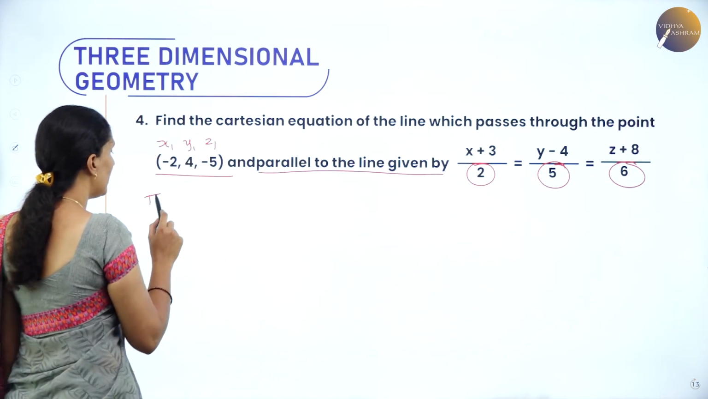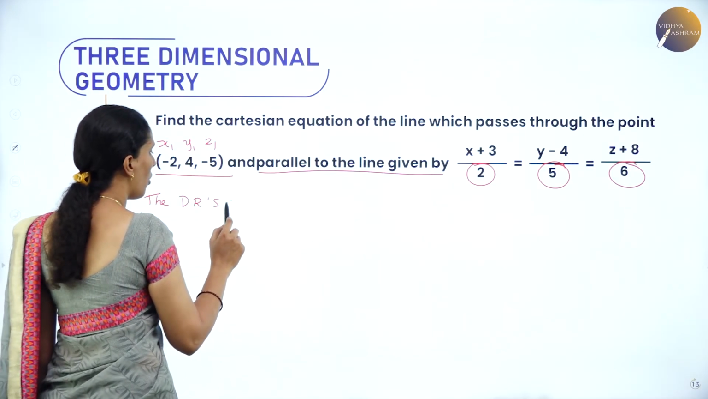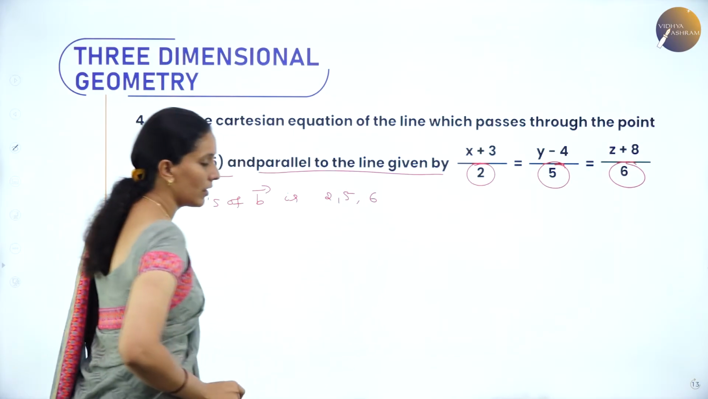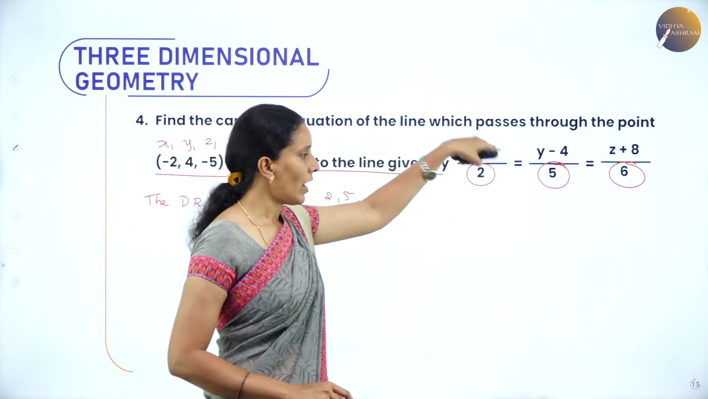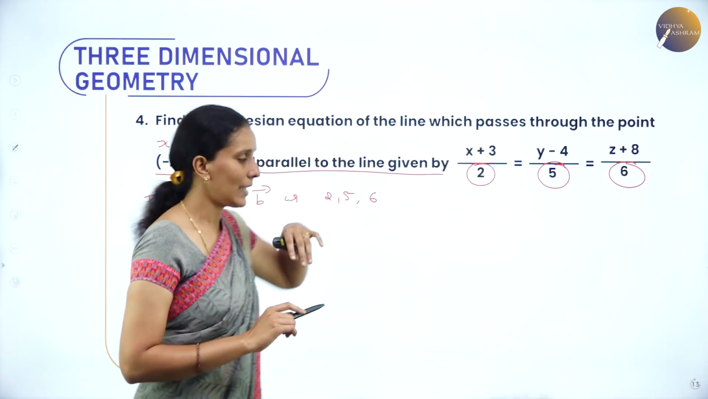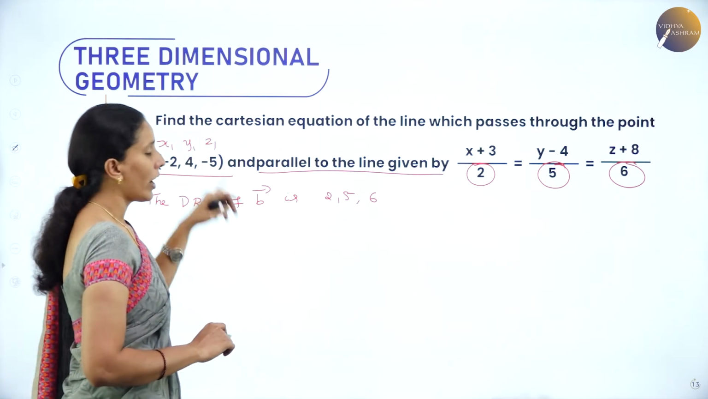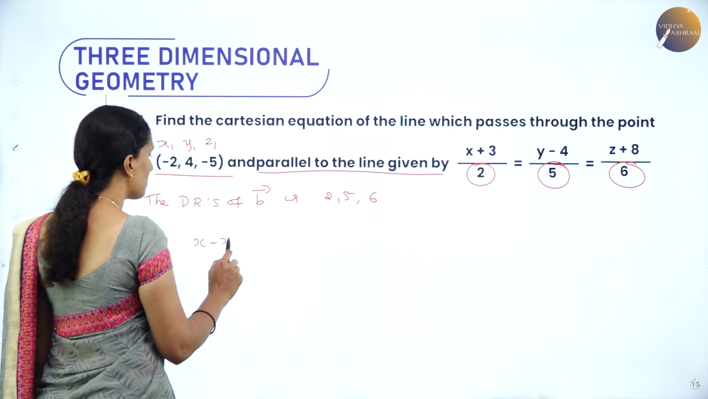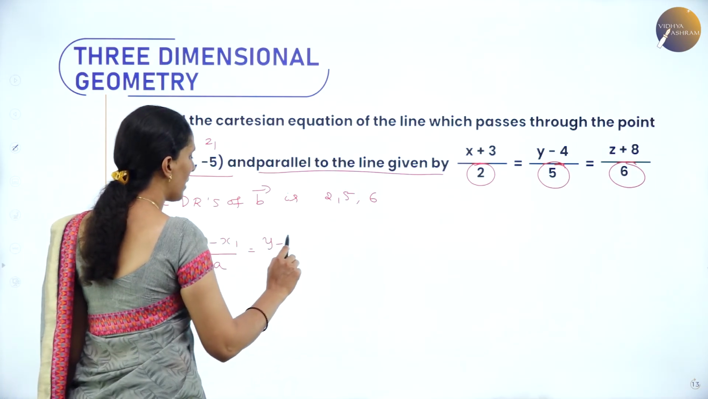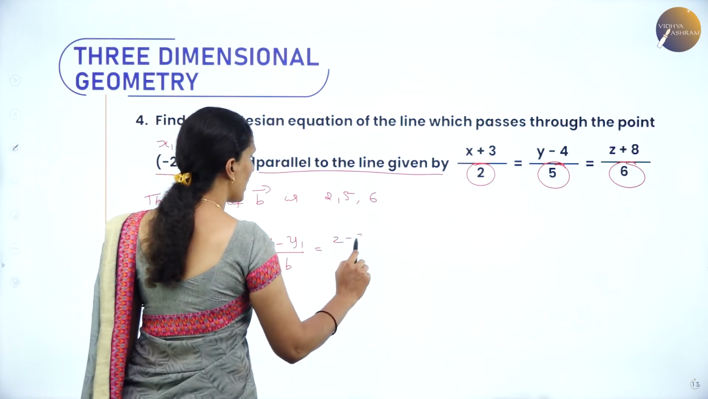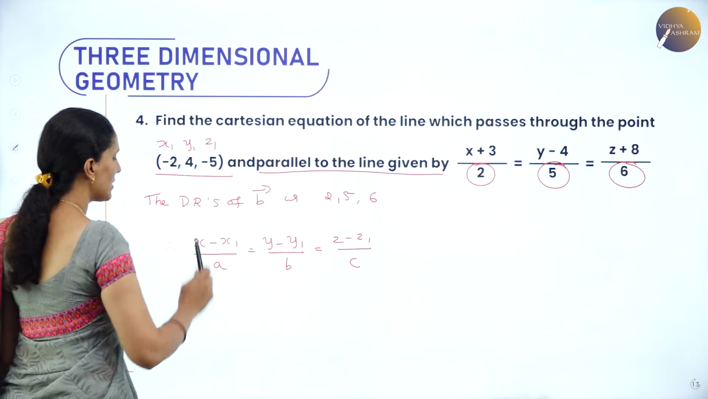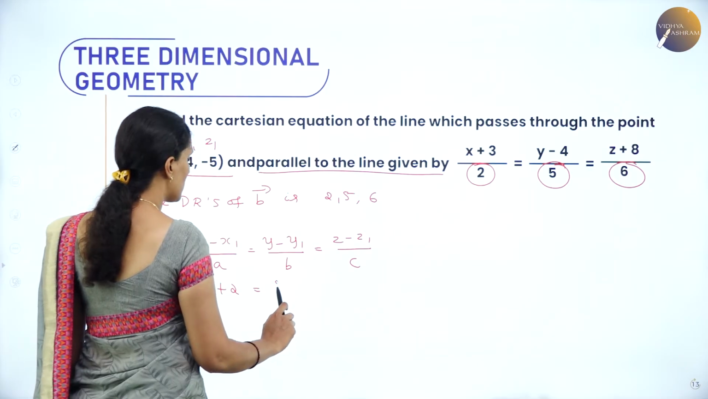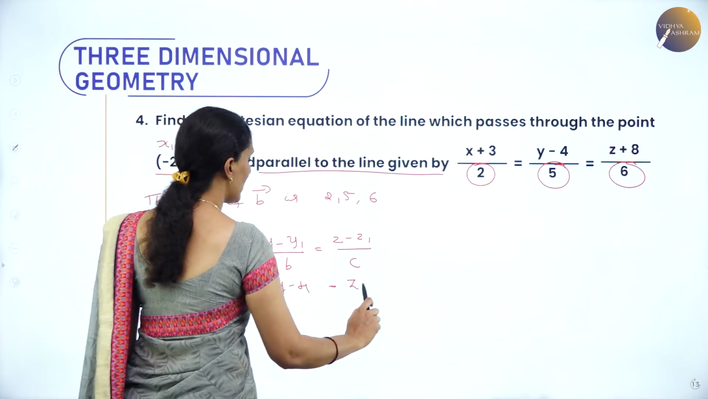So we can take the direction ratios of vector B as 2, 5, 6, because the line is parallel to another line, so the direction ratios will be the same. And we have the point here. Now we are supposed to write the Cartesian equation of the line. So we have (x minus x1) by a is equal to (y minus y1) by b is equal to (z minus z1) by c. So here, x minus of minus 2 is x plus 2, y minus y1 is y minus 4, z minus z1 is z plus 5.